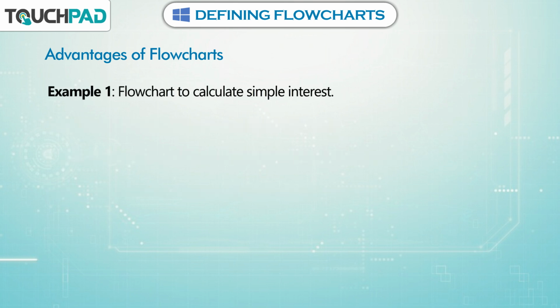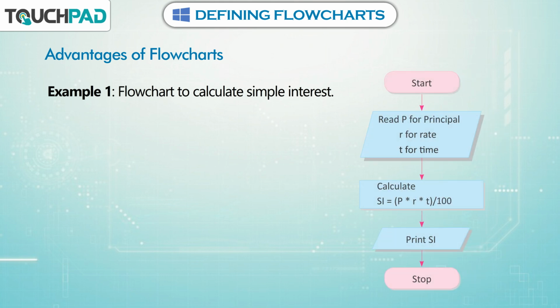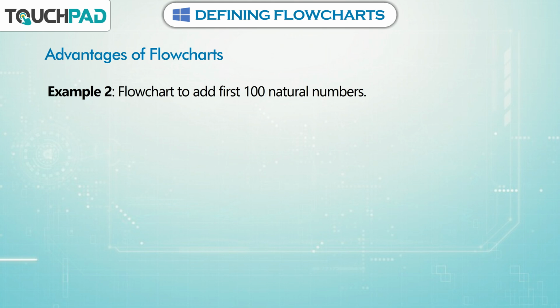Example 1. Flowchart to calculate simple interest. Start. Read P for principal, R for rate, T for time. Calculate SI is equal to P multiplied by R multiplied by T, in parenthesis, divided by 100. Print SI. Stop.